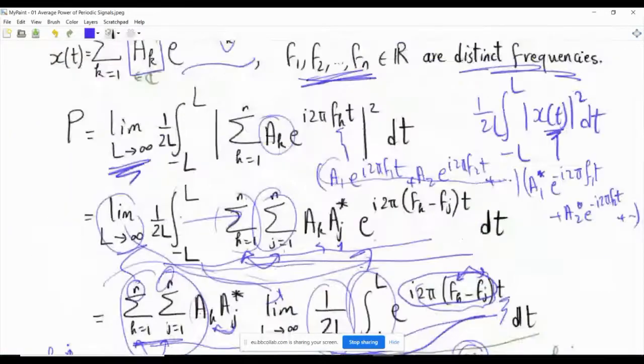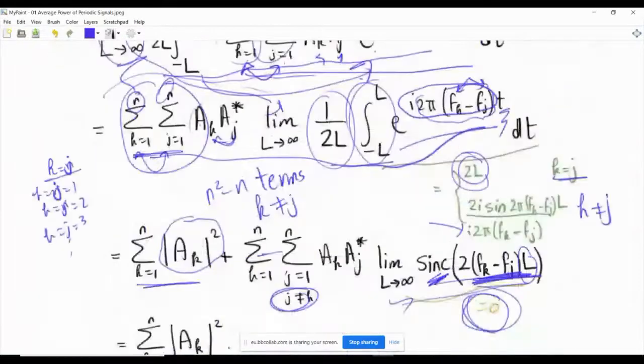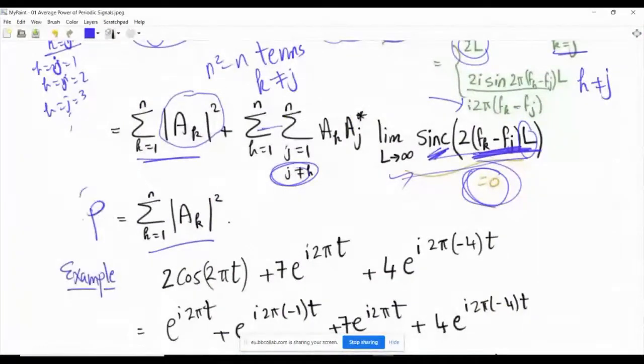So if you want the power of this summation, if the frequencies are all different from one another, what you need to do is just take those a_k and take their magnitude squares, sum the magnitude squares, and you are done. This will be the average power.